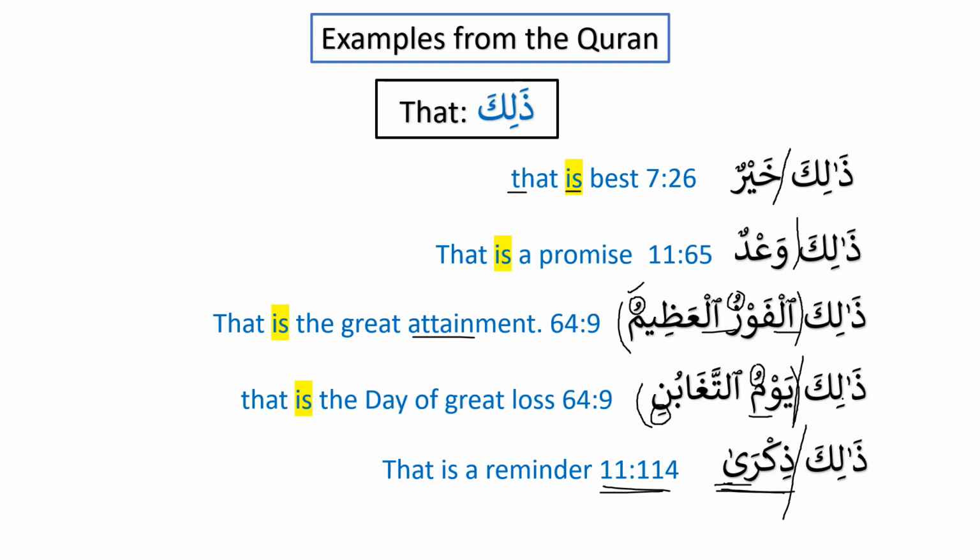Dhalika, dhalika, dhalika, and dhalika. And here khayrun, wa'dun is marfu, al-fawzu is marfu because it has dhamma, dhammatan, dhammatan, yawmu is marfu. And here we will say that it is marfu, but we cannot see the case endings.